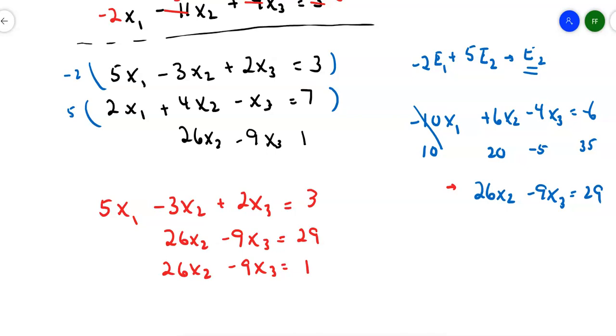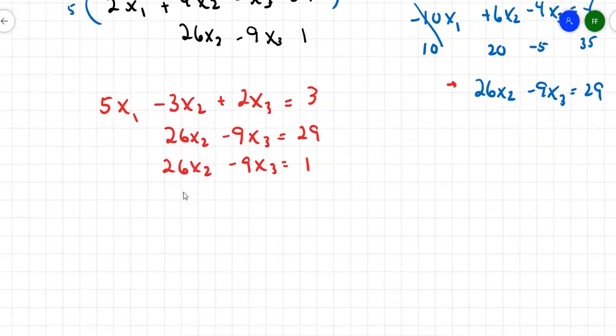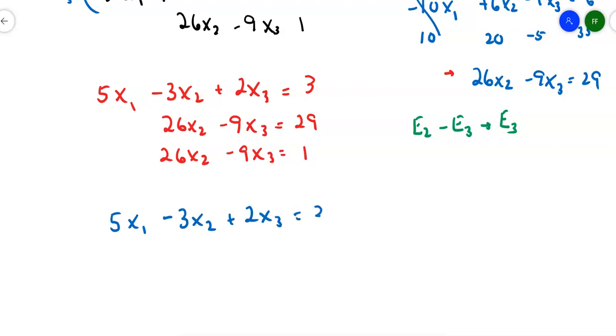All right, something weird happens here. Suppose I were to take equations 2 and 3 and subtract them from each other. So suppose I took equation 2 minus equation 3 and put the answer in equation 3. So let's copy down that first row, right? The first row stays the same. 5x sub 1 minus 3x sub 2 plus 2x sub 3 is equal to 3. Equation 2 remains the same, right? Because if we're putting the answer in equation 3, equation 2 stays the same.